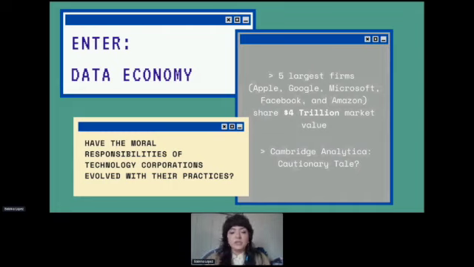For example, from the obscurity of corporate data practices has arisen a data economy, wherein various technology firms, proprietors of apps and websites, engage in the trading of accumulated user data, such as user preferences, habits, and demographics, with outside vendors. The 5 largest firms involved in the data economy are Apple, Google, Microsoft, Facebook, and Amazon. They together share a $4 trillion combined market value.